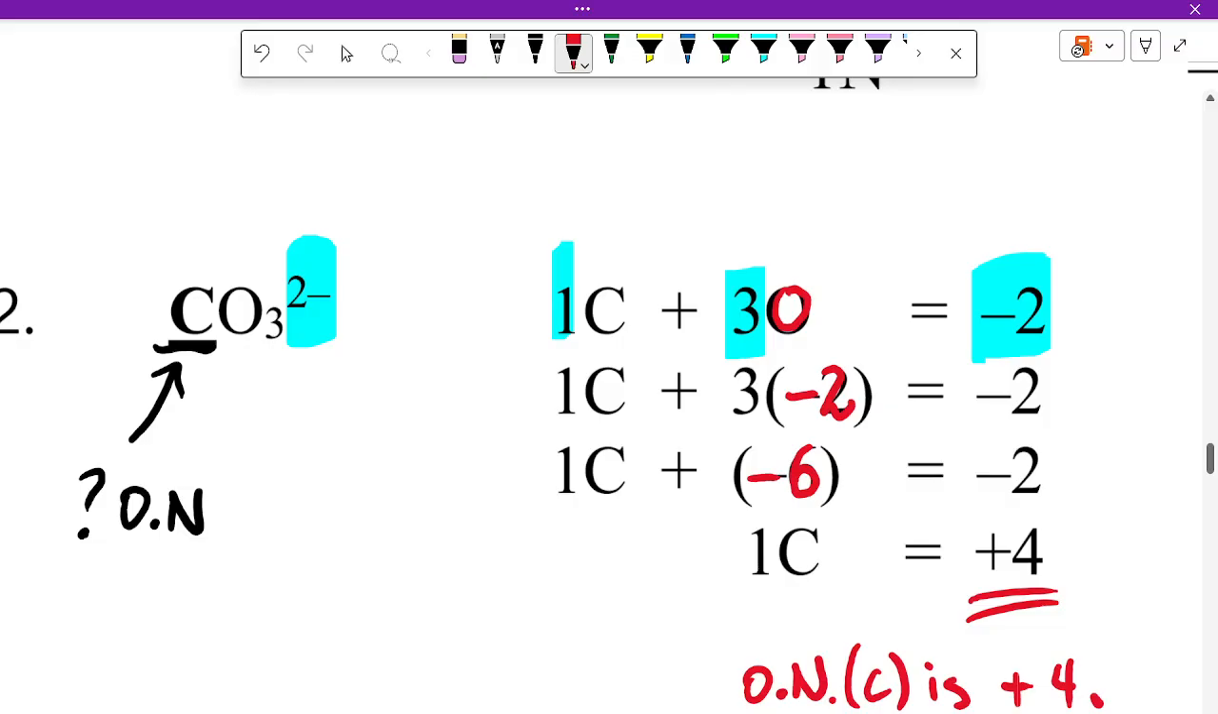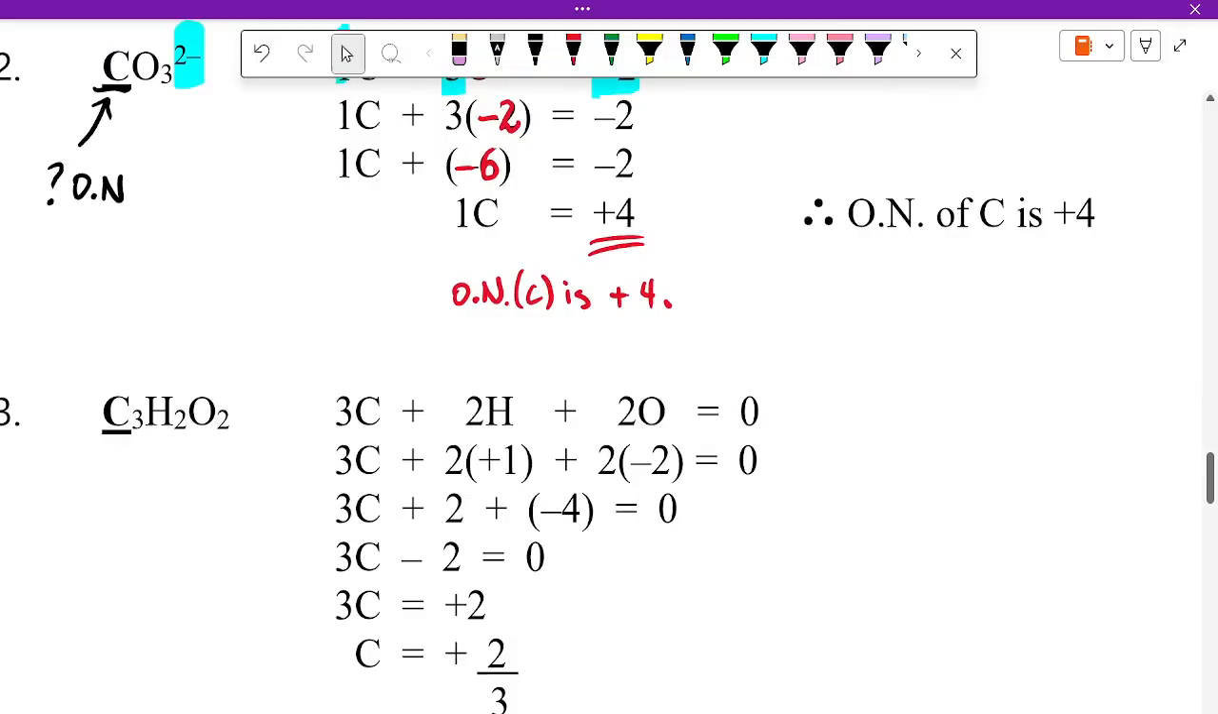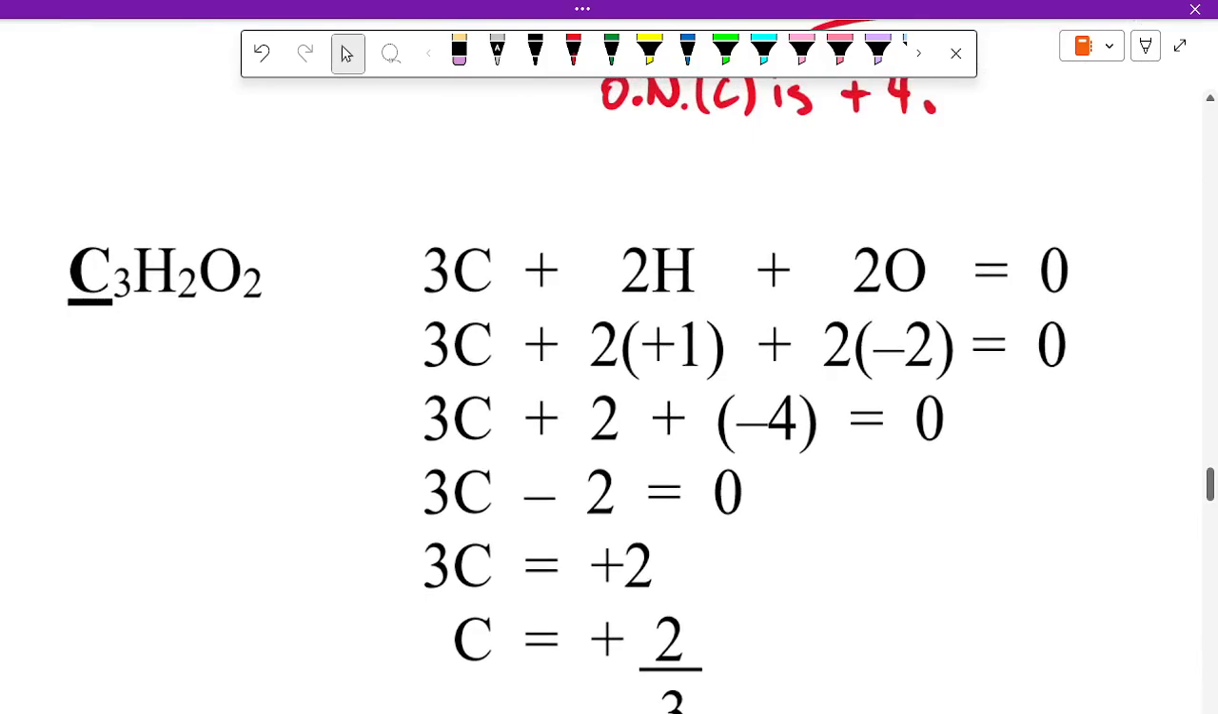Do we like this? Good. Okay. Whichever one has the underline is the one that you're looking for. And then there's a crazy one here. Okay, we've got our hydrogen, which is +1. We've got our oxygen, which is -2, and this is overall equal to 0. Look at that. Is that not nuts? We end up with +2/3 because we've got 3 carbon and we have to do a division. And so our oxidation number is +2/3.